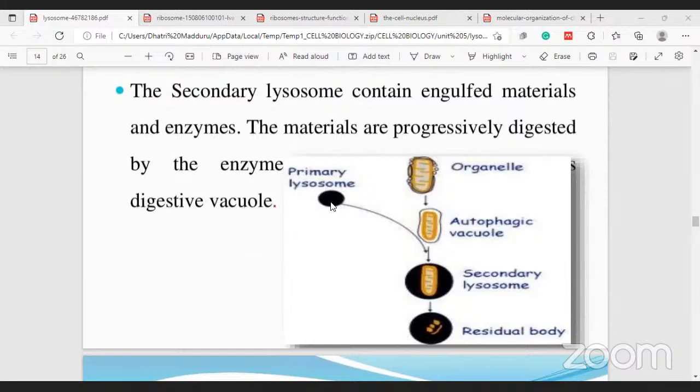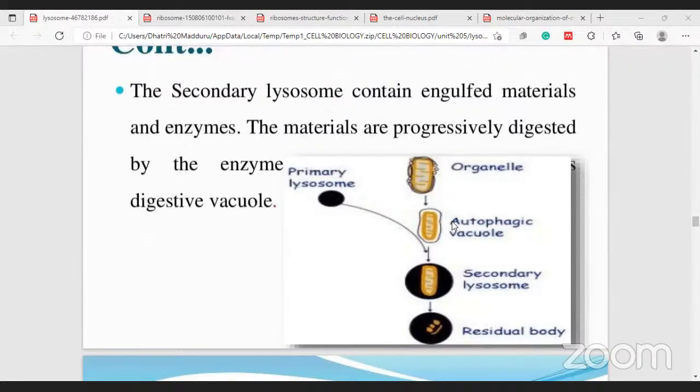So this is the primary lysosome which has the enzyme. And this is the organelle. And this is the autophagic vacuole, the vacuole which has the organelle that has to be digested. Now this will fuse with the primary lysosome to form a secondary lysosome. Now here you have enzymes surrounding, and inside you have an organelle. These enzymes will digest this organelle and we will get the residual body.